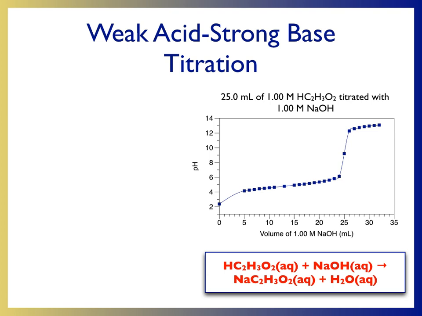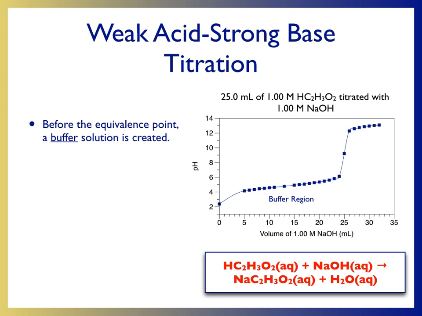Now let's take a look at what happens when a weak acid or a weak base is introduced. Here's a titration curve for the titration of acetic acid with NaOH. Notice that the pH before the equivalence point is much higher. This is mainly because acetic acid is a weak acid and will have a higher pH than a strong acid. But also look at the beginning of the titration. The pH in one region remains roughly constant.